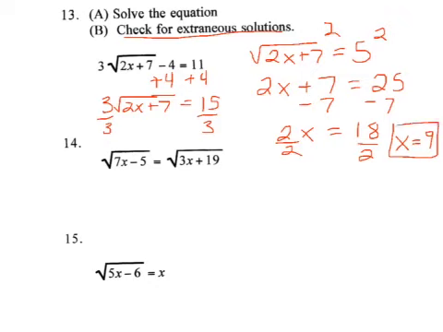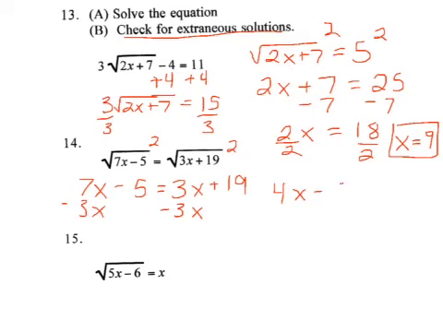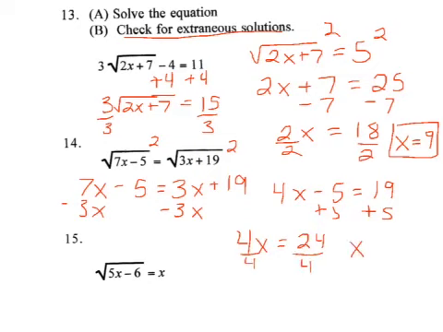For 14, remember that if you have a square root on both sides of the equal sign, you can square both sides, and that will just give us 7x minus 5 equals 3x plus 19. Now we just want to make sure we get all the x's on one side. So let's subtract 3x, and we have 4x minus 5 equals 19. Add 5 to both sides for 4x equals 24. Divide by 4, and x equals 6 is our final answer.